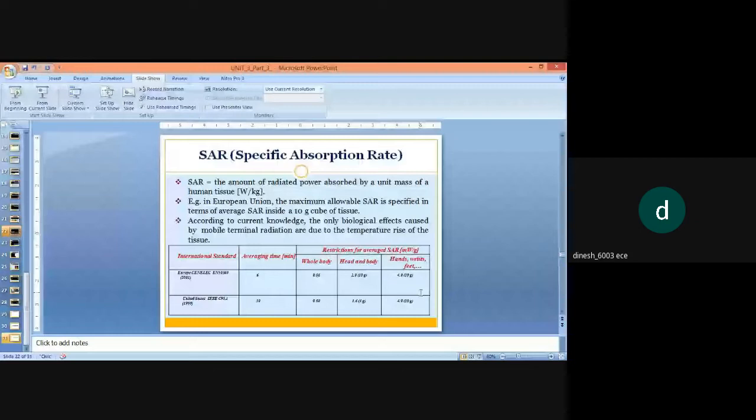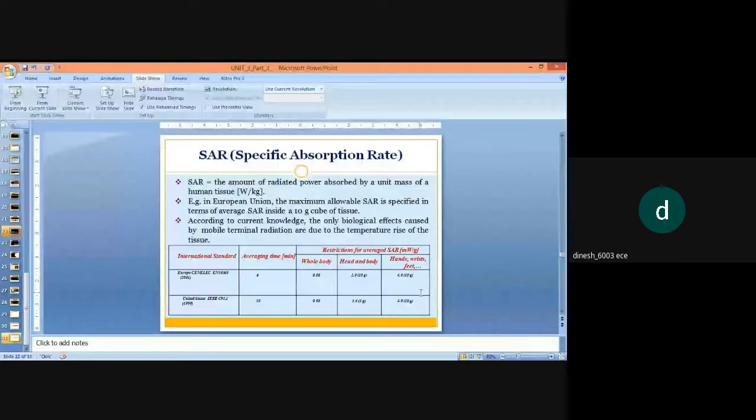So the current knowledge is the temperature. Here are the international standards, European and the United States. Average standard. And the restrictions for specific absorption rate: the whole body in Europe should have 0.08 milliwatts per gram, and the head should have 4.0 of 10.